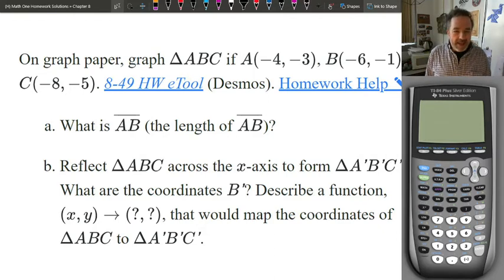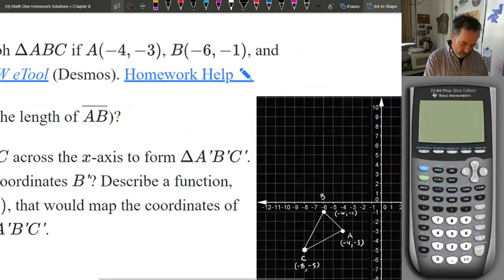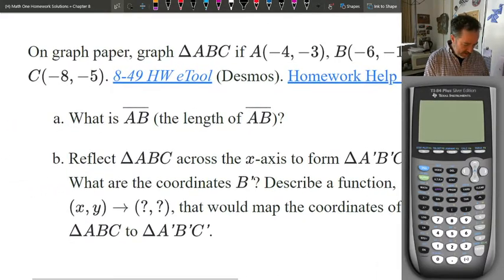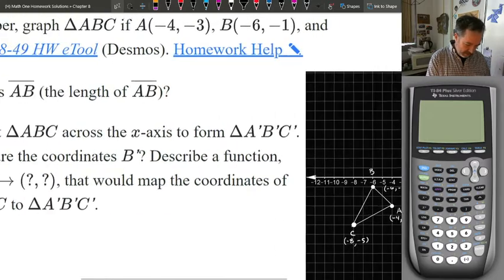So we are asked to graph three vertices and create a triangle from it, A, B, and C. A is at -4, -3. B is at -6, -1. And C is at -8, -5. So these are the points.